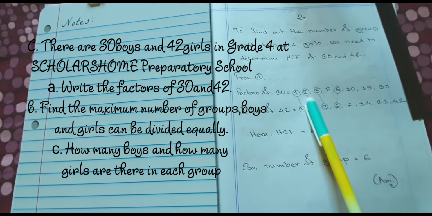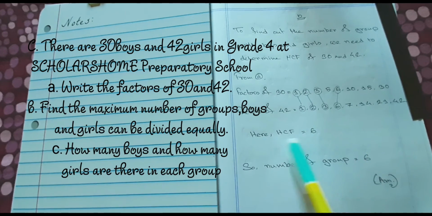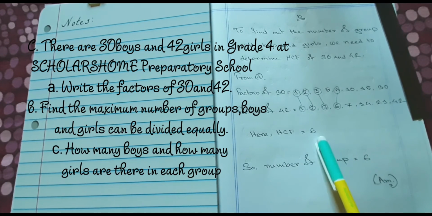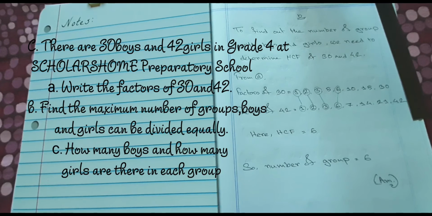Now we have marked them with a pencil, you can see over here. So the HCF here is 6. So the number of groups is 6. Okay, why? I have already explained why we are finding the HCF when we are finding the number of groups.